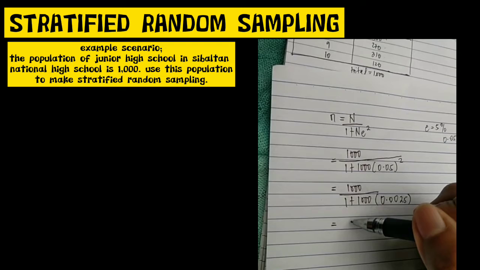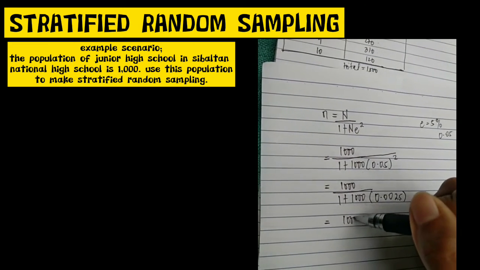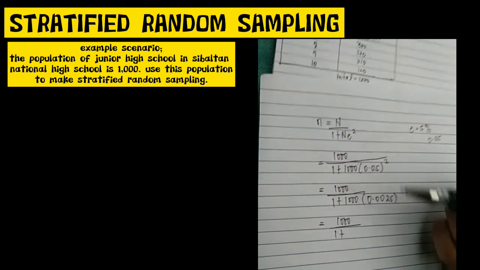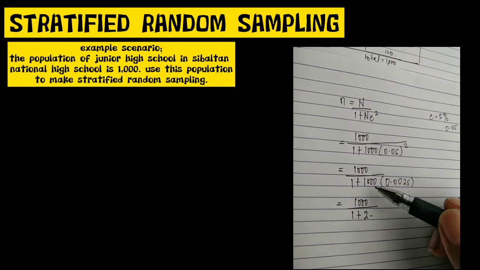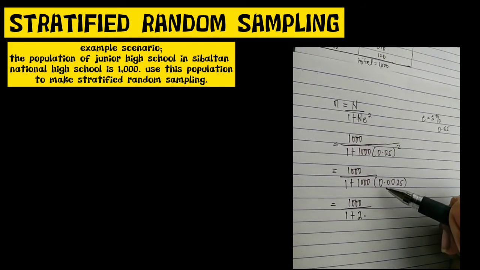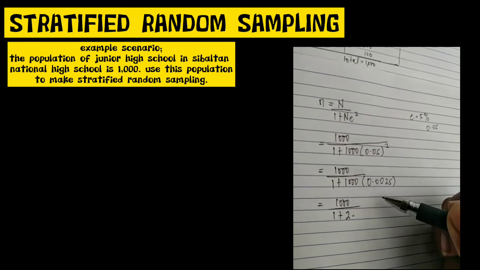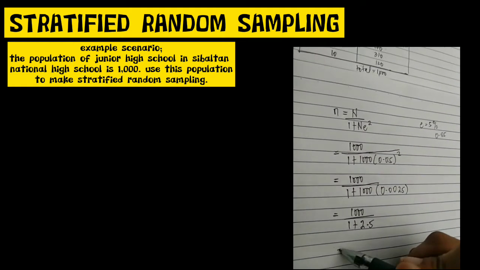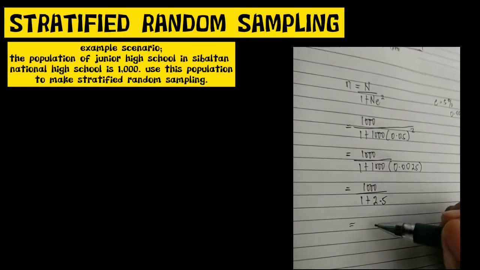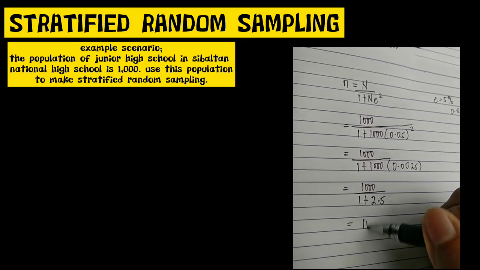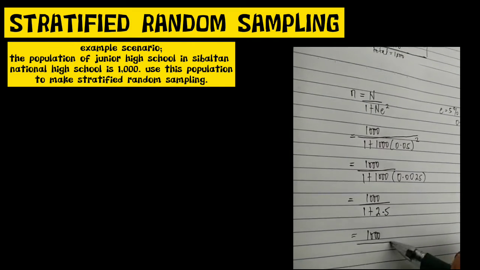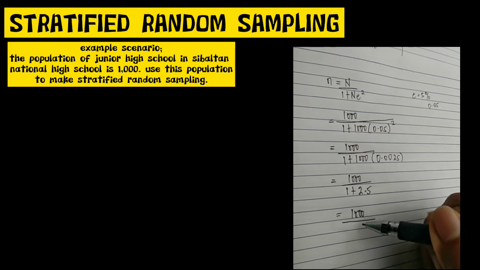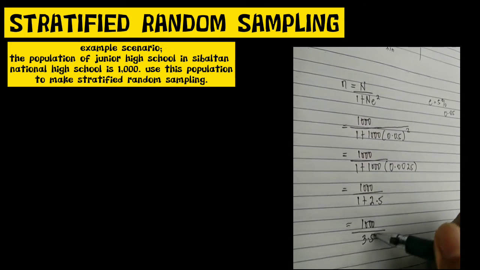So another step, copy ulit natin ang 1,000, then bring down the 1 plus, and then we're going to multiply the 1,000 to 0.0025, and the answer is 2.5. So copy ulit the 1,000 and add the 1 plus 2.5, and the answer is 3.5.